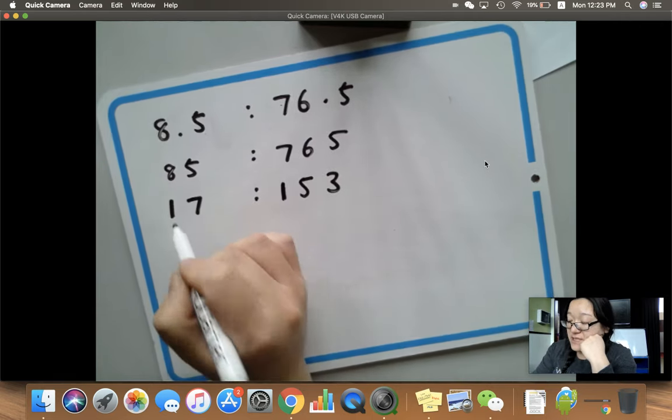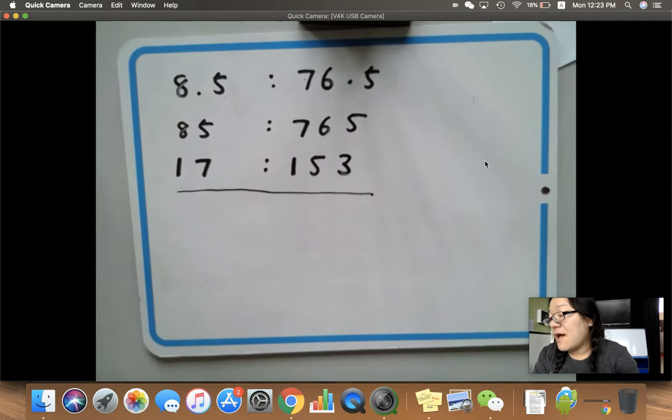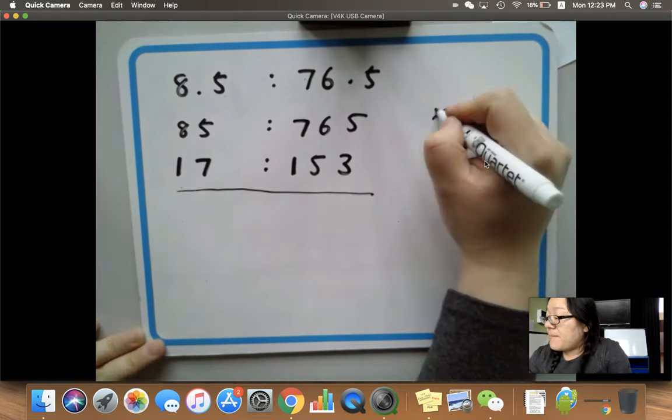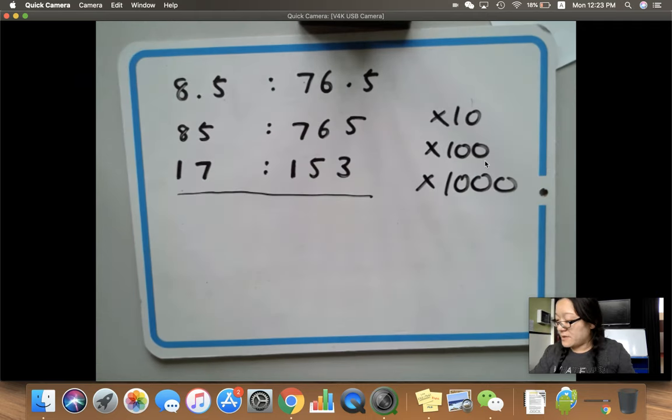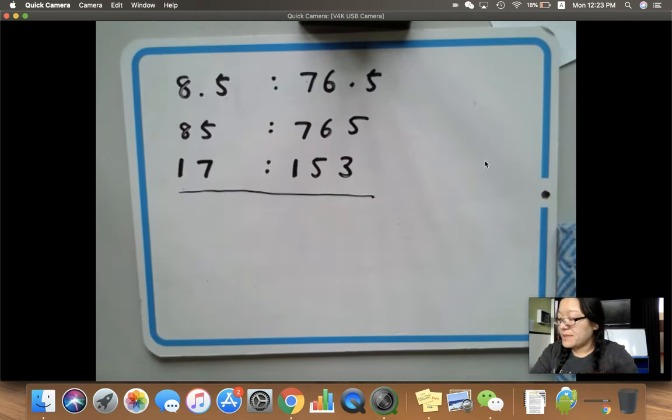Okay, so that is how you can solve ratios or simplify them when there is a decimal. The first thing you're going to do is get rid of the decimals by multiplying by 10 or by 100 or by 1,000, depending on what the decimal number is. And then you just go ahead and keep dividing by numbers until you can get smaller and smaller. So that is how you solve it.